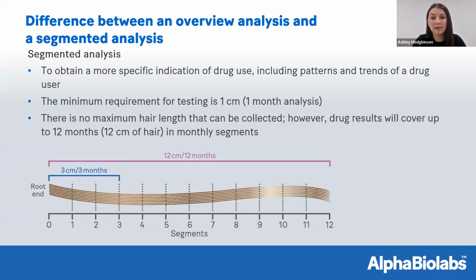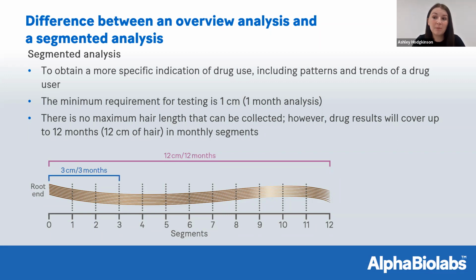If we move on to the segmented analysis, which to be fair is the more popular one of the two, purely because it can look at patterns and trends within the sample. So again, the same diagram, a 12 centimetre sample covering 12 months, but this time we are doing a segmented analysis. So instead of looking at them in 3 months as a whole, we're going to look at each individual month. So you would get 12 results for this test, 1 representing each month that was available from the client's hair. So like I said, this is really beneficial to look at patterns and trends of someone's use, especially if they have previously used drugs and are trying to either reduce their use or abstain completely.